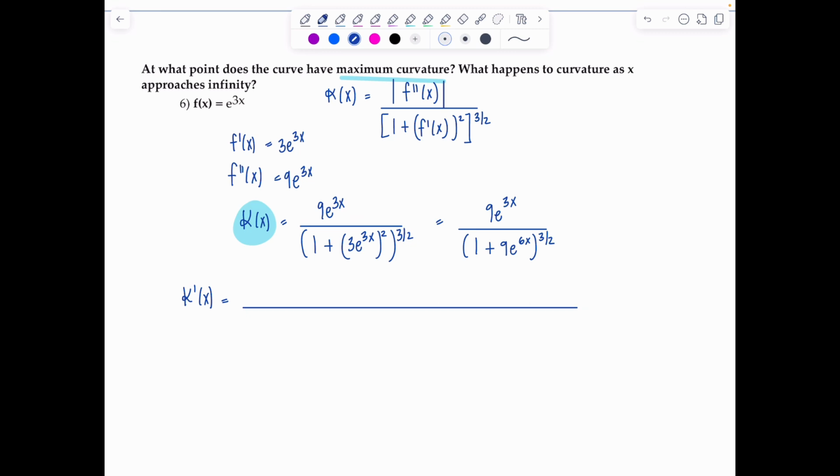So here we go. We've got low d high, so the derivative of the numerator would be 27 e to the 3x, minus high d low, 3/2, 1 plus 9 e to the 6x to the 1/2, and then don't forget the chain rule, the derivative of the inside is 54 e to the 6x, over low low. So squaring the denominator, we have 1 plus 9 e to the 6x cubed.